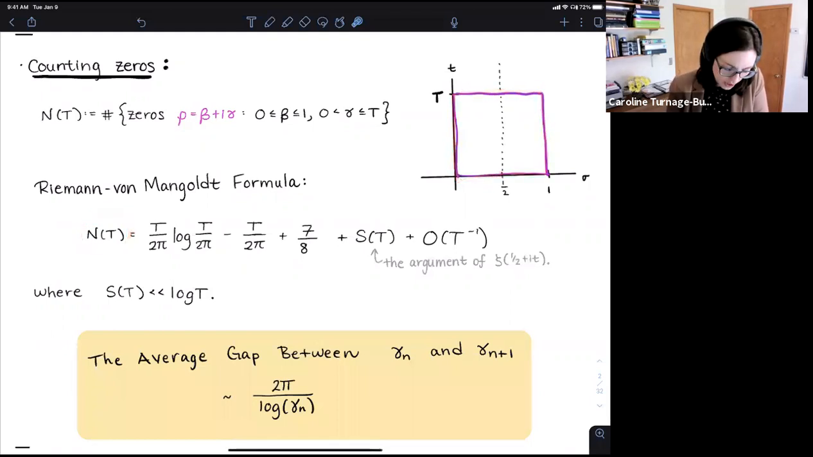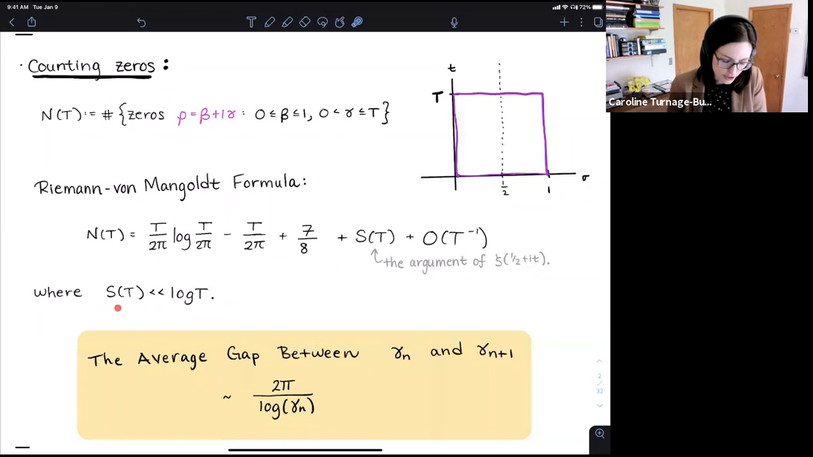Notice the thing to notice is this t log t term. We've got some lower order terms, a term of size t, a constant, something that's of size 1 over t. And then there's this extra bit here, S of t. This is the argument of the zeta function on the half line. We're actually going to return to this later in the talk. It's going to be really helpful for understanding some of this distribution.